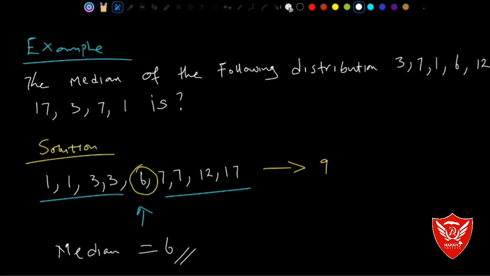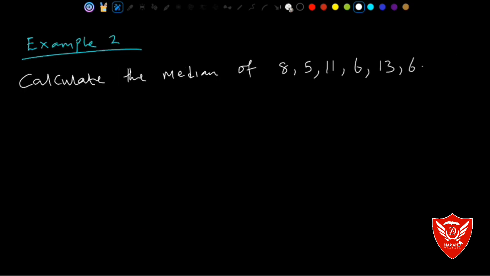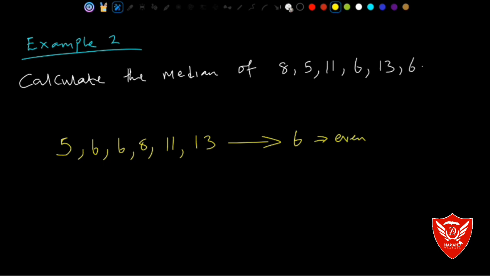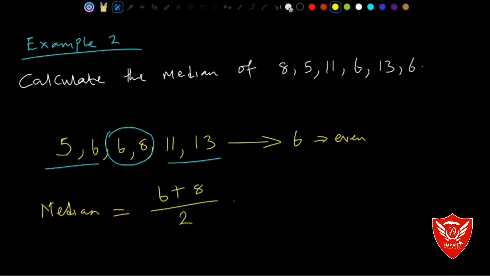Okay, let's take one more example. We are asked to calculate the median of this data set. So the first thing we need to do is to arrange the data in an array format. So if we do that, we are going to have... if you count the number of observations, it is 6 and it is an even number. So hence our median is going to be... so we have 6 and 8 as the middle numbers. So we have 2 observations at the left and 2 observations at the right. So we are going to have 6 plus 8 divided by 2. And this is going to give us 7. So our median is equal to 7.